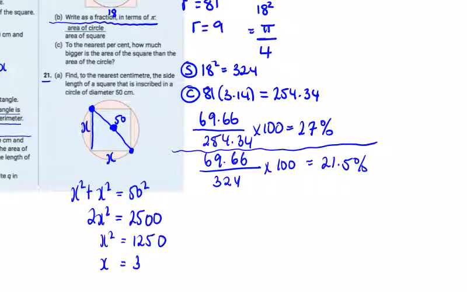So what are we looking for here? To the nearest centimeter, so 35 centimeters. In the next video, there's a bit more of this question asked. So continue with question 21 in video 5.